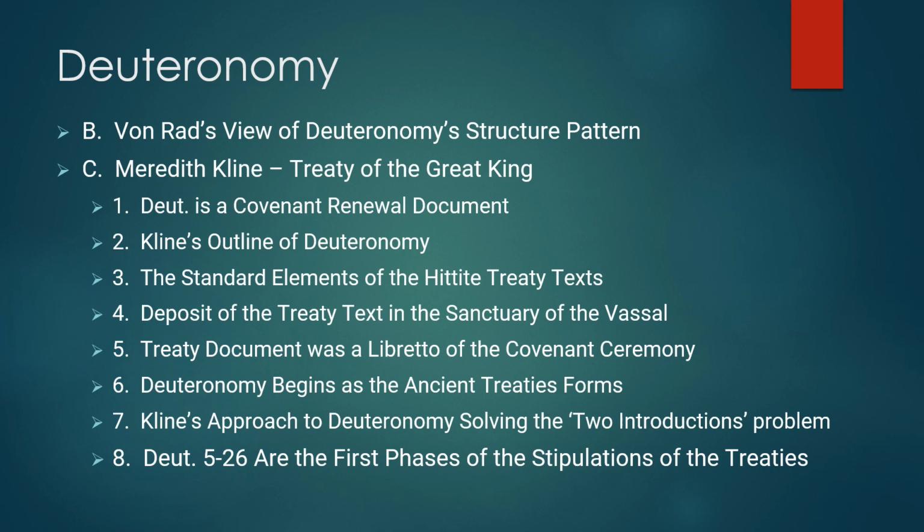On to number 8 of the outline. I should say that under number 8, chapters 5 through 26 are the first phases of the stipulations of the treaties. The treaties were customarily modified and updated. You do get some differences. For example, if you compare the Sabbath command from Deuteronomy 5, say verse 15, with Exodus chapter 20, verse 11, verse 15 of Deuteronomy 5 says, remember that you were slaves in Egypt, and the Lord your God brought you out from there with his mighty hand, and now the Lord has commanded you to observe the Sabbath.